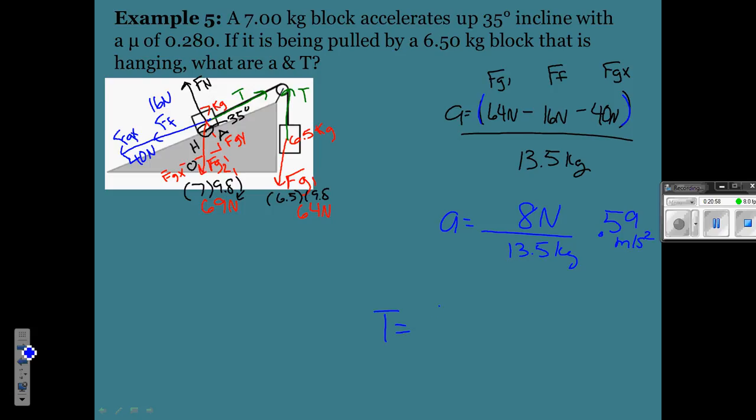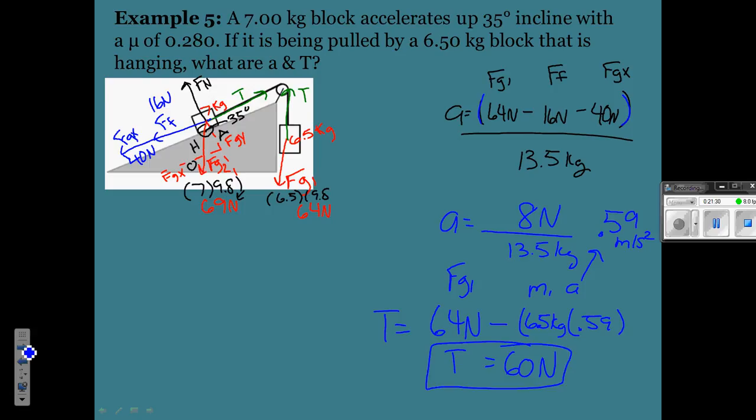Tension equals 64 newtons minus the mass of 6.5, mass 1, this is F of g1, times the acceleration that I just got, 0.59. And you get 60 newtons for your tension, and that is how you calculate it.